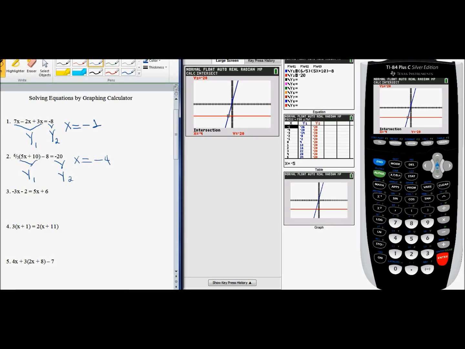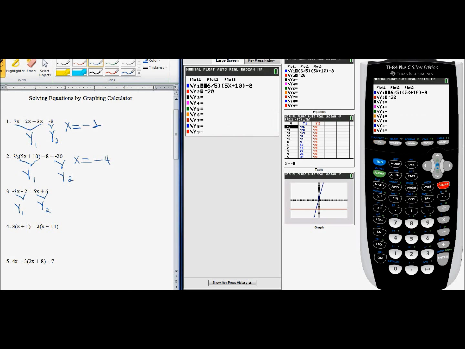Our last one that we're going to do together is number 3. I have -3x minus 2 equals 5x plus 6. That left side goes in y1. My right side goes in y2. Go back to my y equals on my calculator. I like to clear out what I have in there. I can type over it, but I like to go ahead and clear it out.